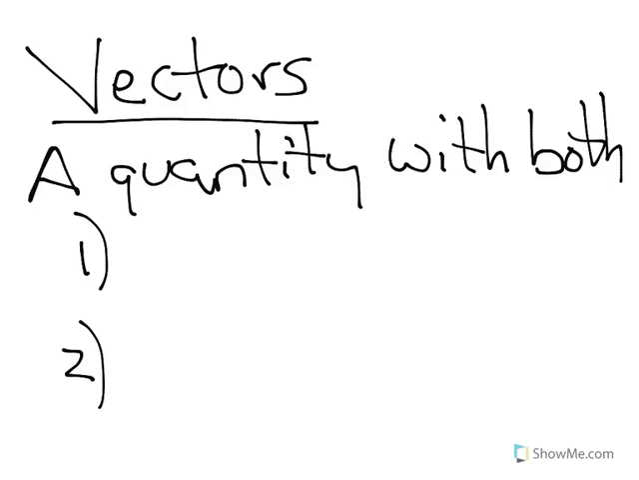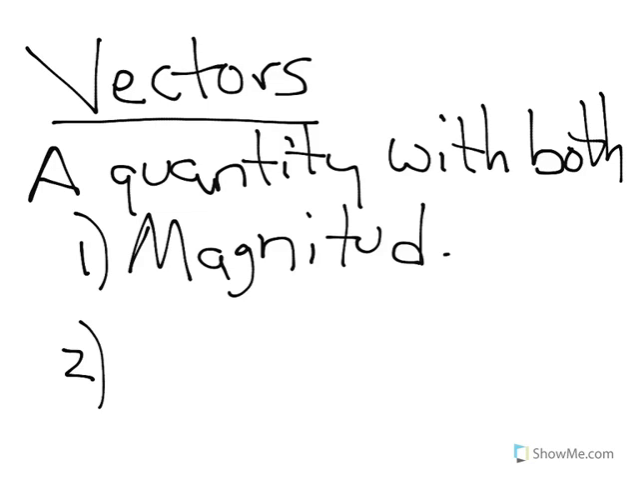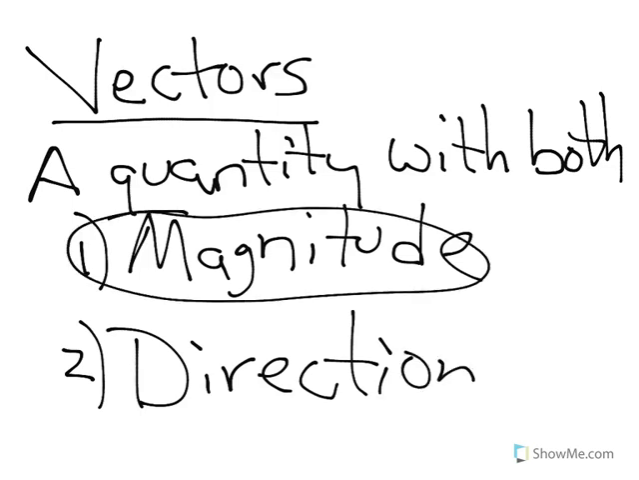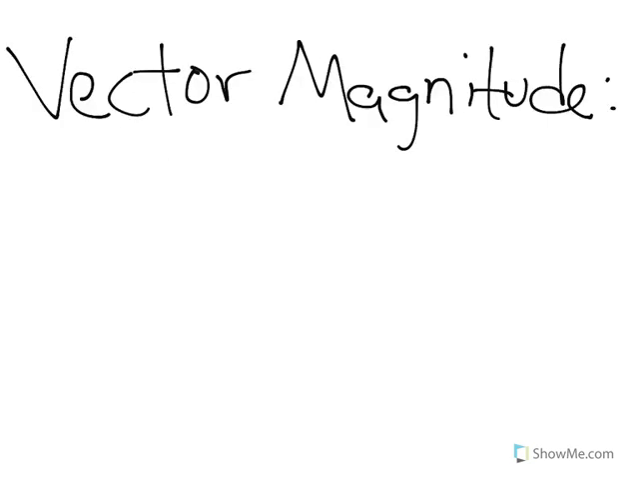Okay, let's talk about vectors. And this time we're going to go over a particular aspect of a vector. A vector is a quantity that has both, first off, magnitude, which I'm going to focus on in this video, and secondly, direction. Now let's talk about this idea of magnitude. In a different video we'll talk about direction.